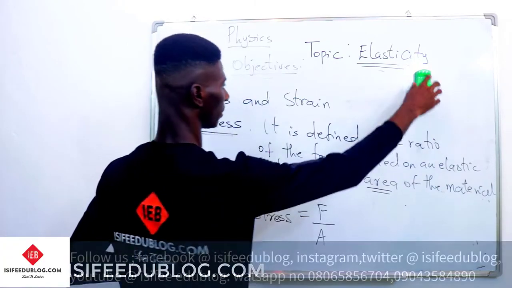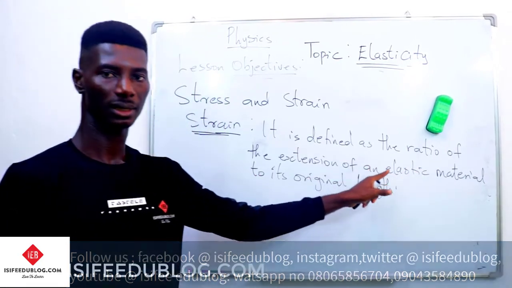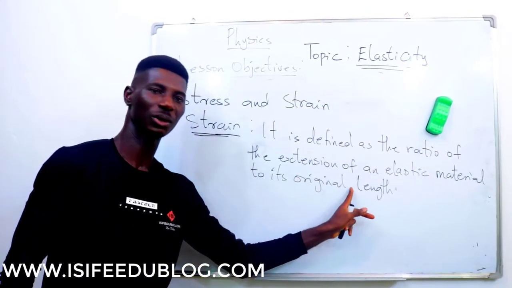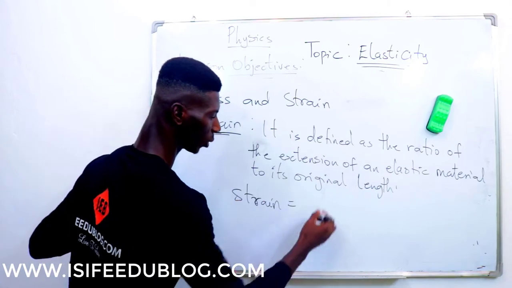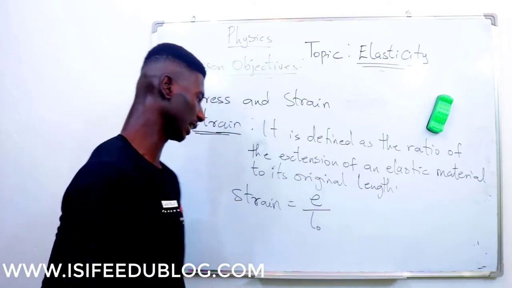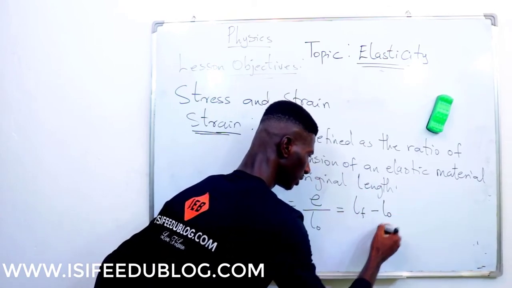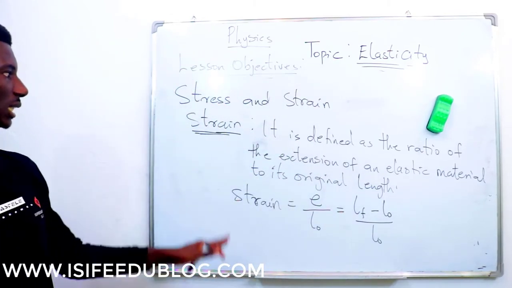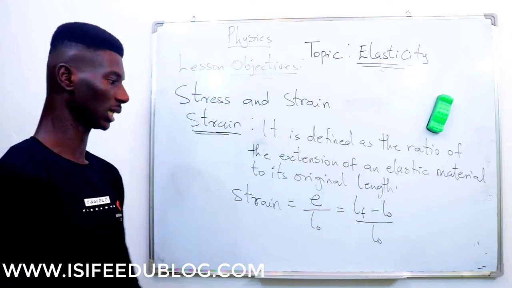But before that, let me talk about strain. Strain is defined as the ratio of the extension of an elastic material to its original length. Extension over original length. Please let this not confuse you. Mathematically, strain is equal to extension divided by original length. Remember, extension means change in the length, which can also be written as the final length minus the original length, divided by the original length. So please note that while stress is force over area, strain is extension divided by the original length.